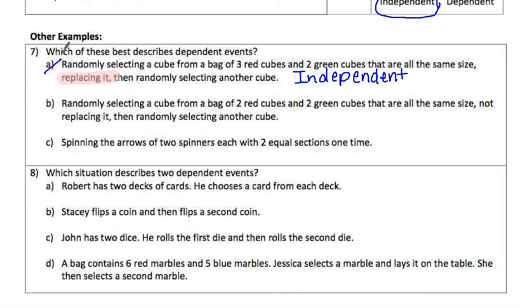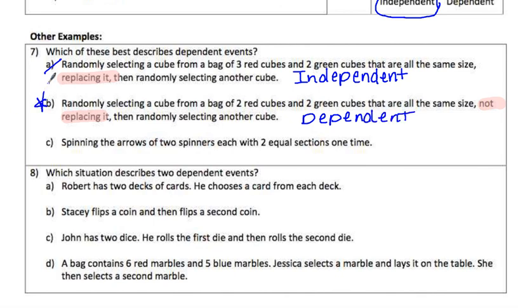Let's look at B. Randomly selecting a cube from a bag of 2 red, 2 green that are all the same size, not replacing it, and then randomly selecting another cube. Because you're not replacing it, that makes it dependent. So this could be an answer.